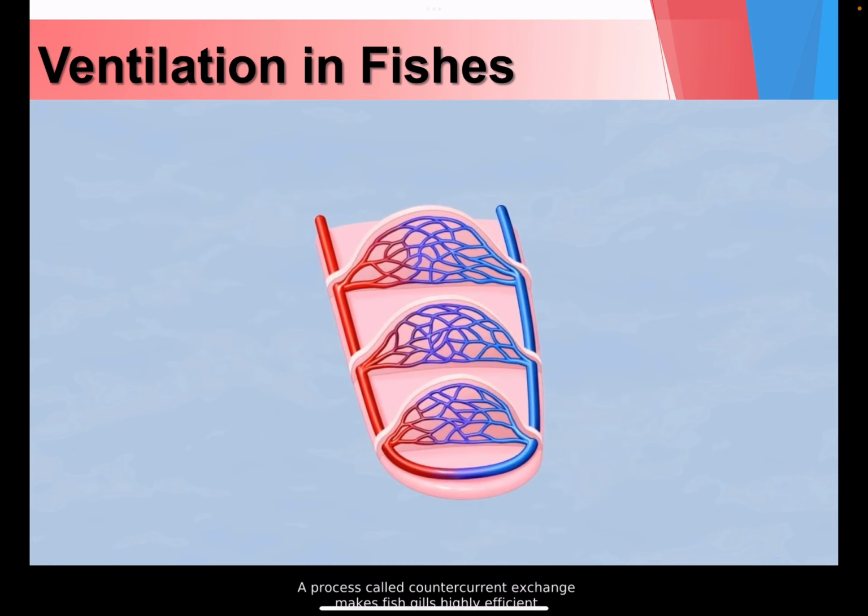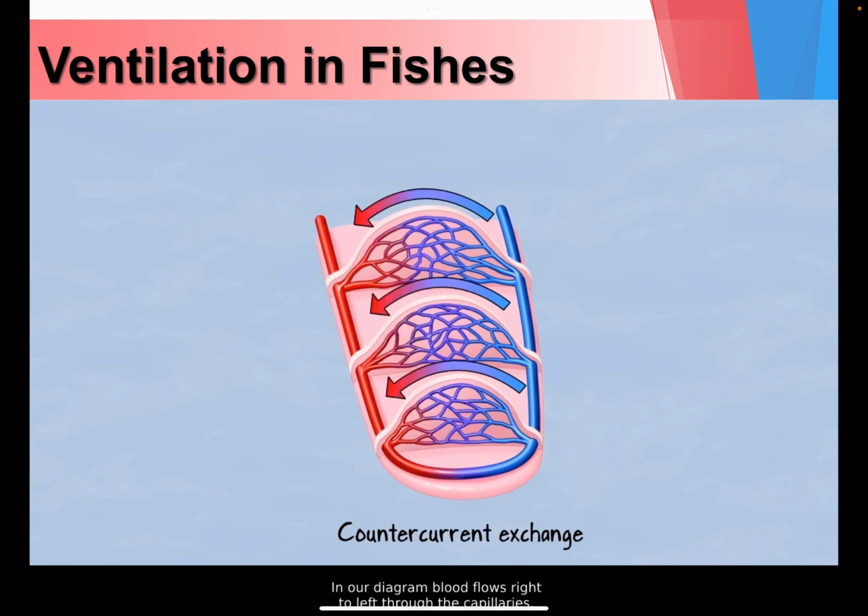A process called counter-current exchange makes fish gills highly efficient at extracting oxygen from the water. Countercurrent refers to the flow of two fluids, blood and water, in opposite directions. In our diagram, blood flows right to left through the capillaries. Water is moving in the opposite direction, left to right, as it flows through the gill filaments.